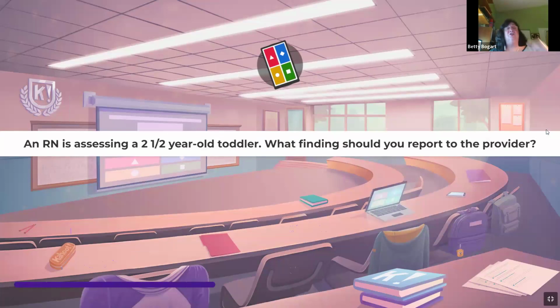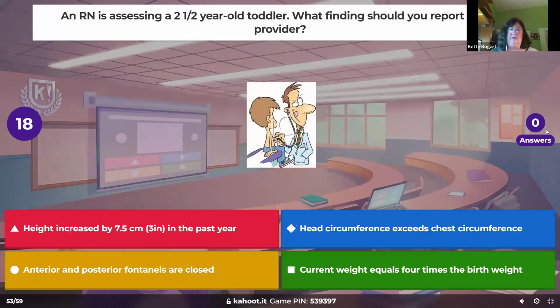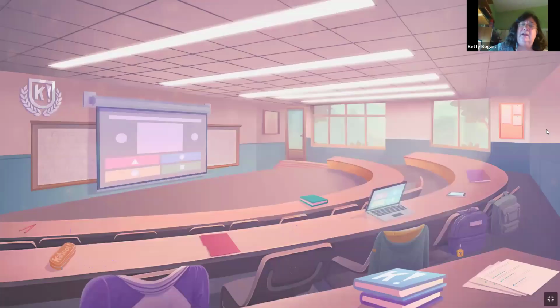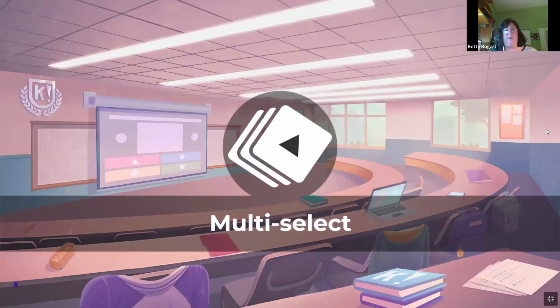An RN is assessing a 2.5-year-old toddler. What findings should you report to the provider? Which one of these is not right? And that's the head and the chest. Remember, by 15 months at the latest, the head and the chest should be at least the same. The head is bigger at birth, and then it equals out, and the chest becomes larger.